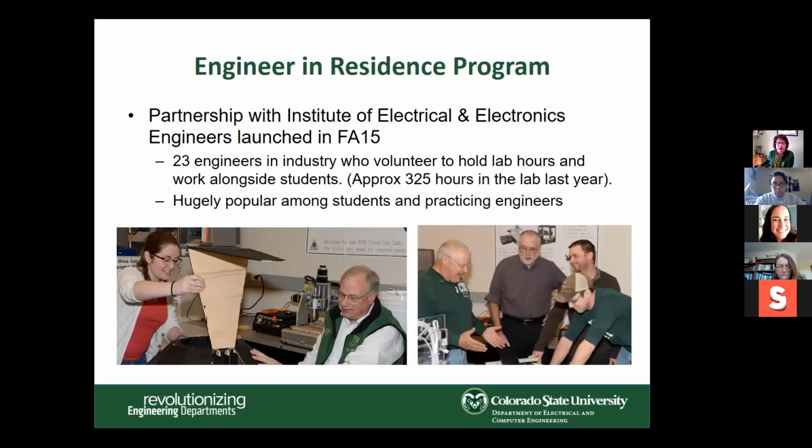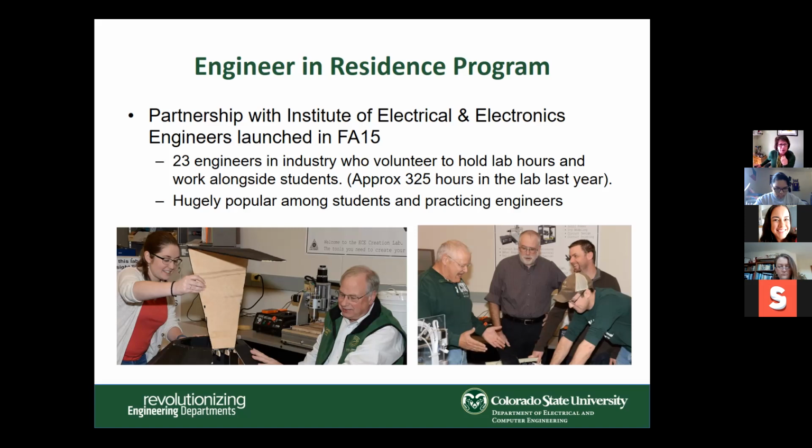I do want to mention a program that we have in our department called Engineers in Residence, the EIR program. The ECE department is incredibly fortunate to have this program. This is an amazing program piloted right here in our department. Other ECE programs across the country have taken notice of it and are modeling their EIR programs after ours.